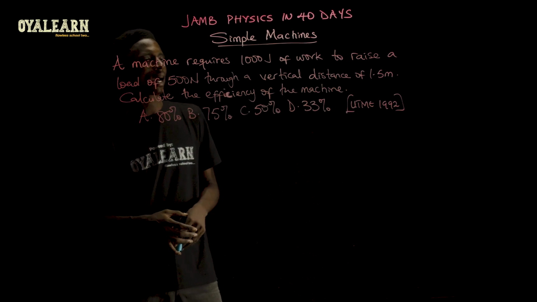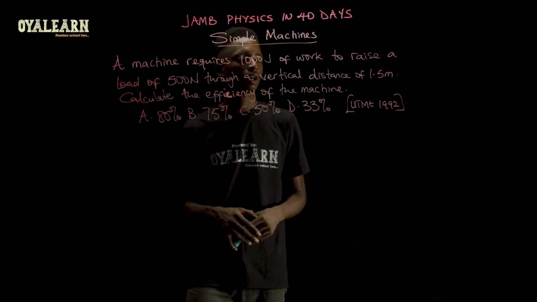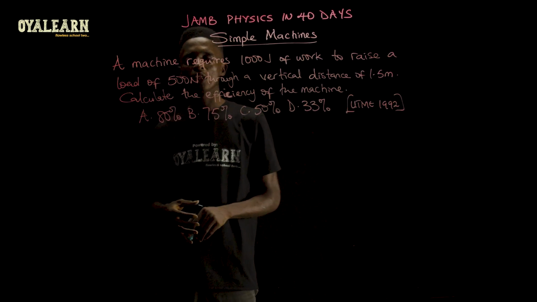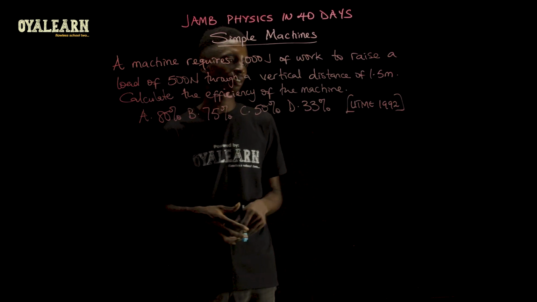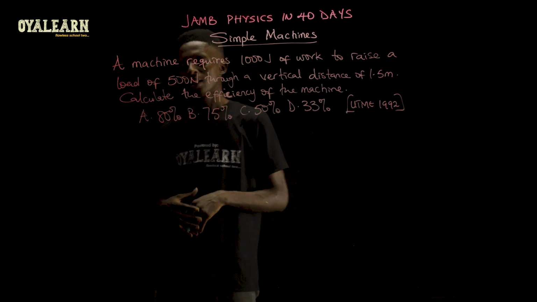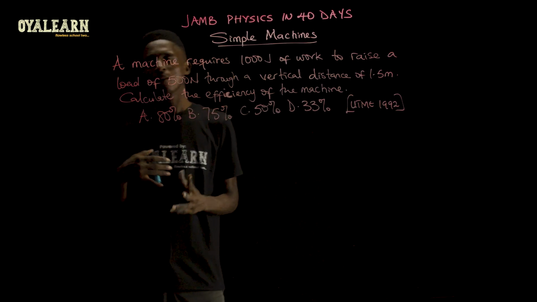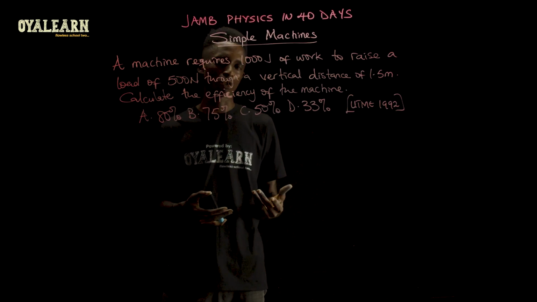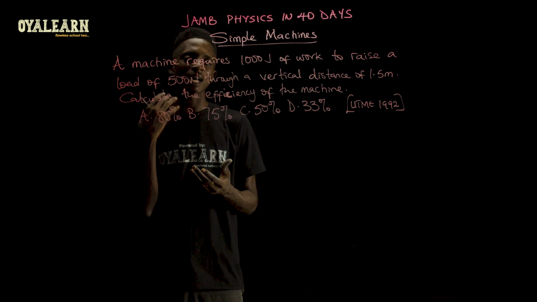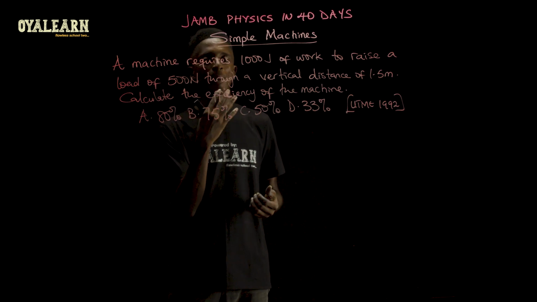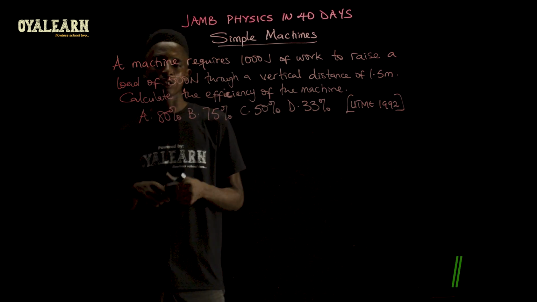A machine requires 1,000 joules of work to raise a load of 500 newtons through a vertical distance of 1.5 meters. Now we have to calculate the efficiency of the machine. Now in this question, you see we are not given mechanical advantage or velocity ratio. So we're just going to use the plain equations for efficiency of a machine to solve this problem.